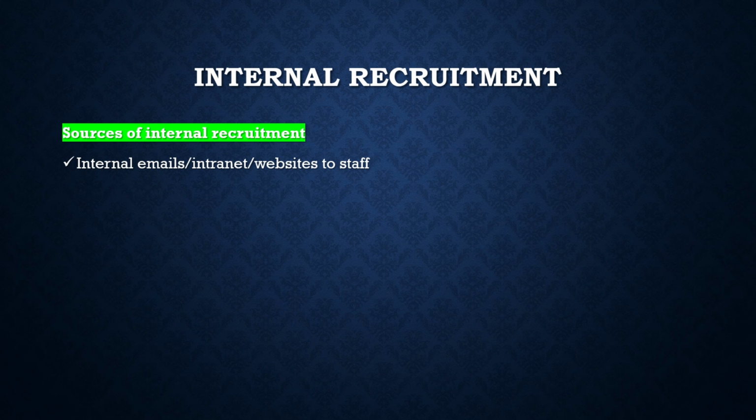Sources of internal recruitment. These are things that a company uses in order to recruit from inside the business, from the people that already work for them. So they can use emails, they can use the company website, they can use word of mouth, just telling people maybe during a meeting that there is this position that is open. If you have the right qualifications, please bring your documents. And they can use business newsletters and circulars to staff.